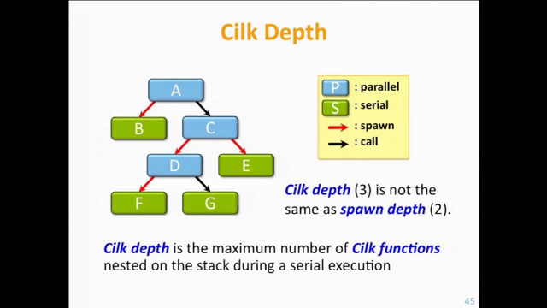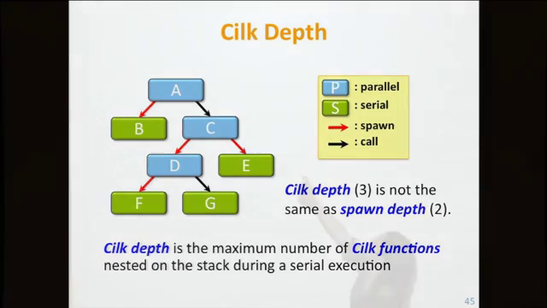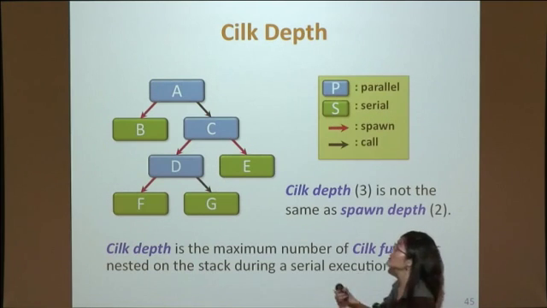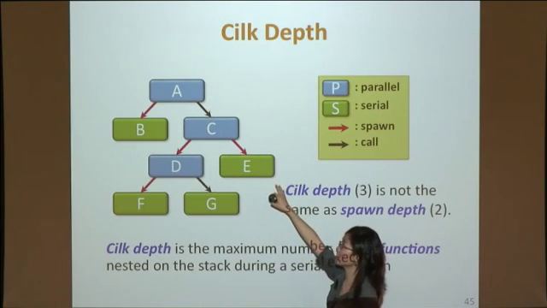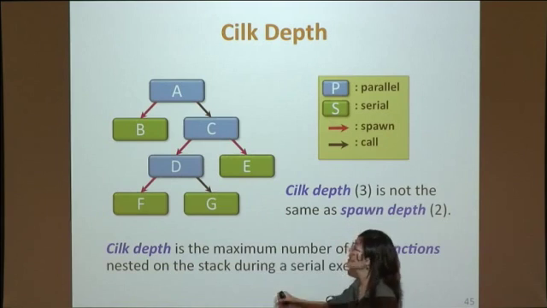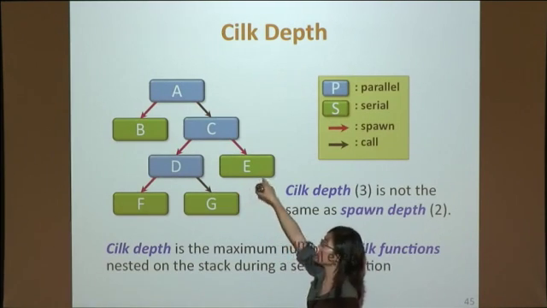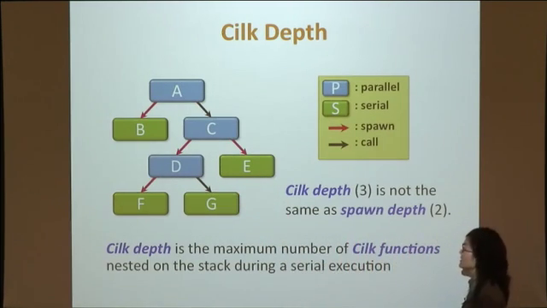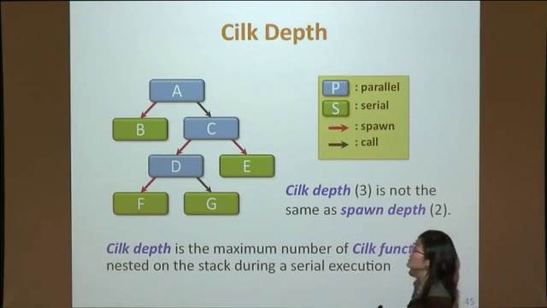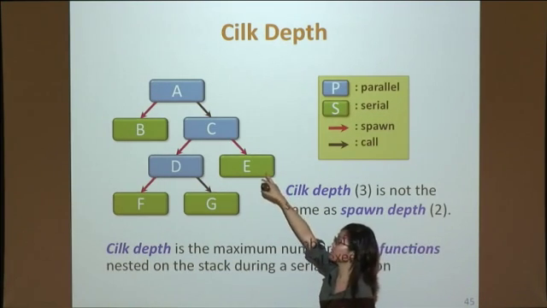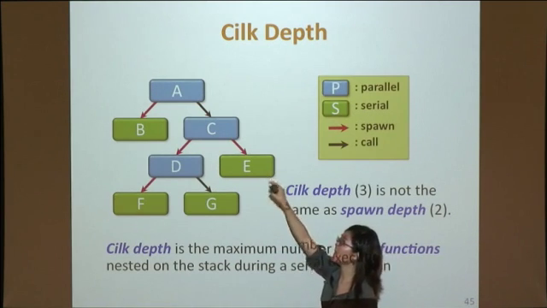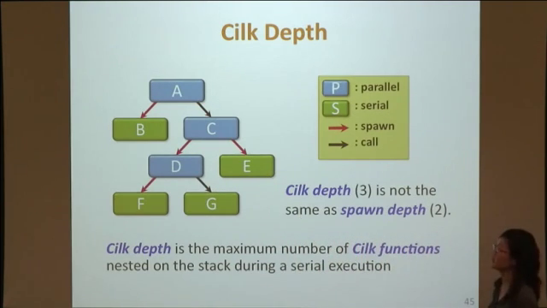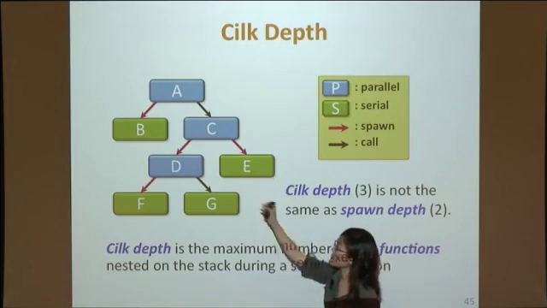For example, here I'm showing you an invocation tree where I'm marking the parallel function, the Cilk function, in blue, and I'm marking the regular ordinary serial function in green. And the red arrow indicates spawn, and the black arrow indicates call. In this case, the Cilk depth is 3, because you have at most 3 Cilk functions nested on the stack, i.e. A, C, D. On the other hand, spawn depth is only 2, where C spawns D, D spawns F. So Cilk depth is defined as the maximum number of Cilk functions nested on the stack during serial execution.